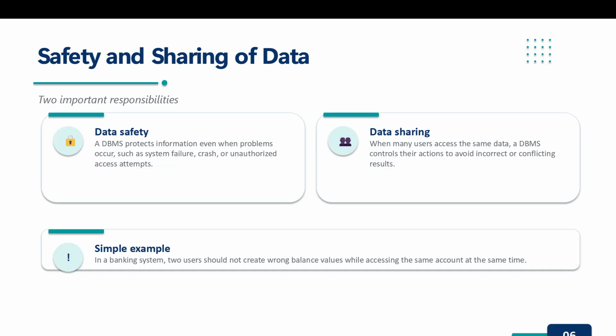Third, the DBMS should support data sharing. In real life, many users may access the database at the same time. For example, in a railway reservation system, many people may try to book tickets at the same time. If the system is not managed properly, wrong results may happen, like the same seat being booked for two people. A DBMS helps avoid such problems by managing multiple users carefully. So, a good DBMS must provide safety, security, and correct sharing of data.